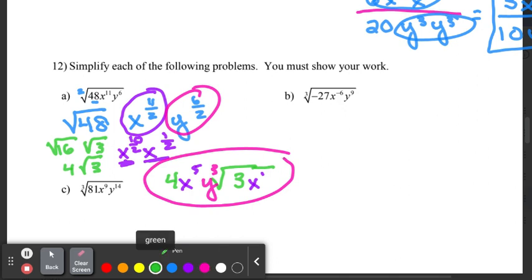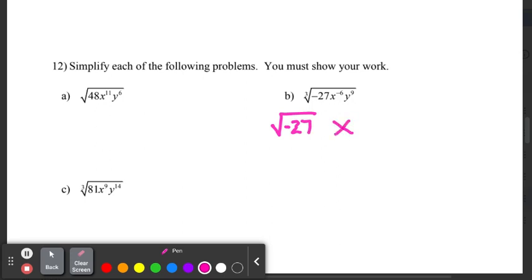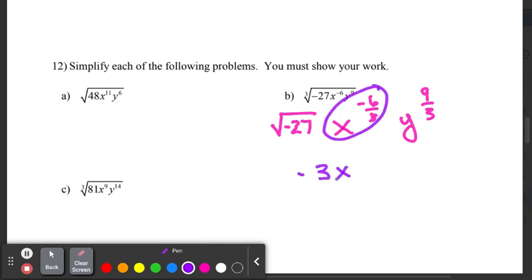Okay, letter B. The cube root of negative 27 x to the negative 6 y to the 9. I'm going to leave the cube root of negative 27, which is negative 3, but I'm showing my work. X to the negative 6 over 3, y to the 9 over 3. The cube root of negative 27 is negative 3. X to the negative 6 over 3 simplifies to x to the negative 2. Y to the 9 over 3 simplifies to y to the 3.